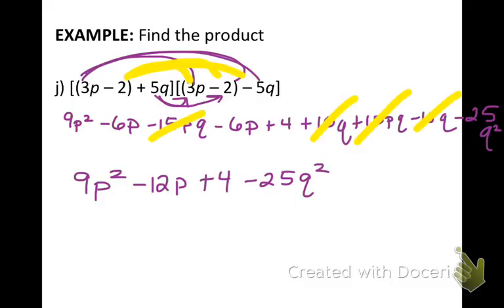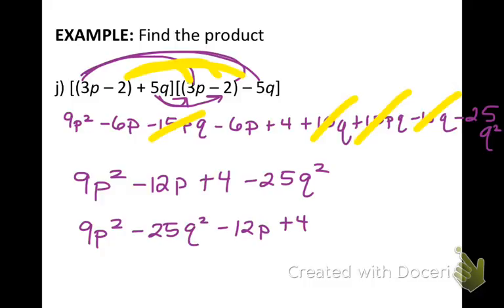Okay. So if I had to rewrite this so that it was in standard form, so my highest degrees would be first, lowest degrees would be last, how would you rewrite it? Just move the negative 25q squared in between. Which would go first, the p or the q? The p. You always go alphabetical order. So it would be 9p squared minus 25q squared minus 12p plus 4.